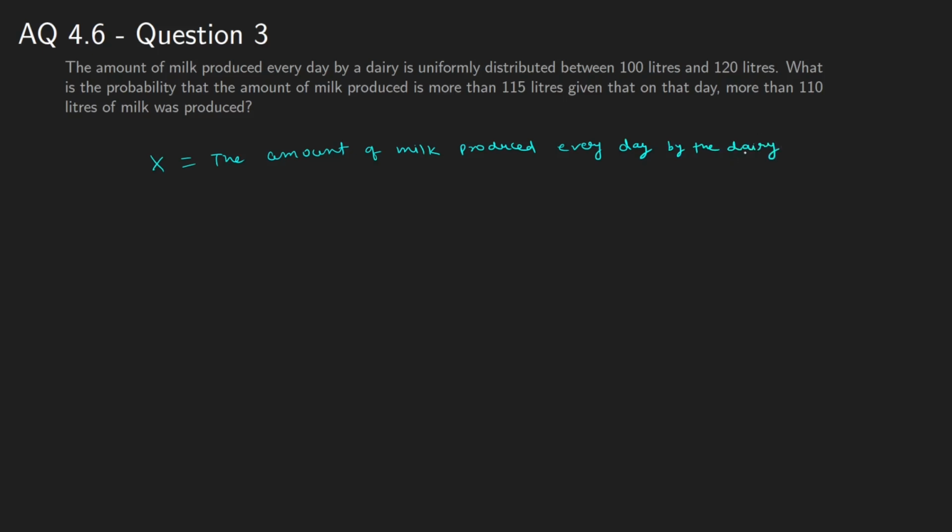So x is uniformly distributed between 100 liters and 120 liters. So x is clearly a uniform distribution, uniform and continuous between 100 and 120. And we have to find the probability that the amount of milk produced is more than 115 liters.